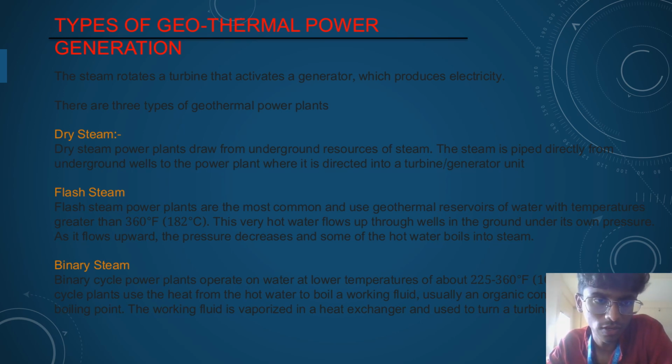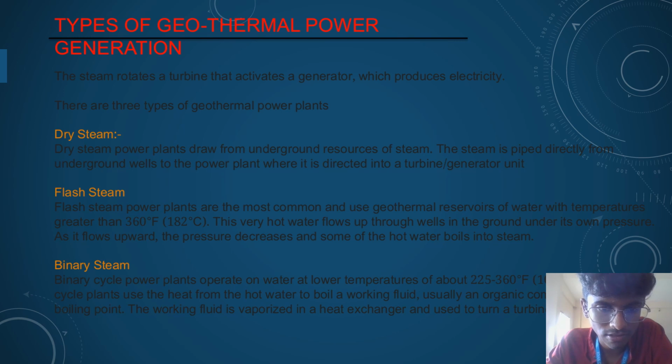Moving on to the next slide, we have types of geothermal power generation. The steam rotates a turbine that activates a generator which produces electricity. There are three types of geothermal power plants. Number one is dry steam. Dry steam power plants draw from underground resources of steam. The steam is piped directly from underground wells to the power plant where it is directed into a turbine or generator unit.